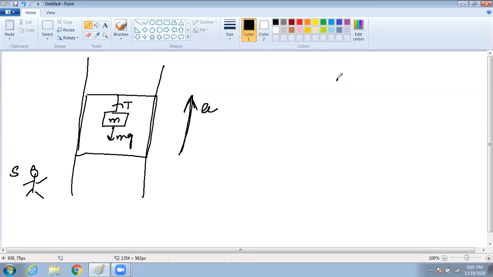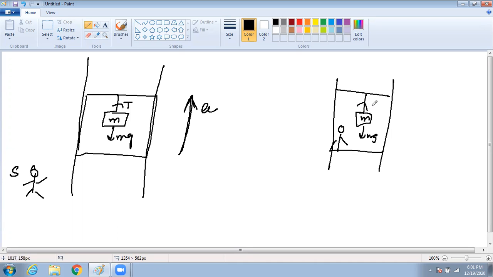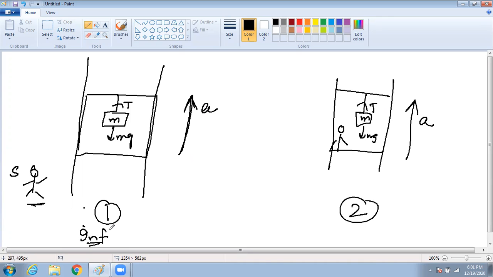Here you have Laksh, who is standing inside the lift and seeing the same mass. Obviously there will be mg and there will be tension, and again the lift is going at acceleration a. In both scenarios, scenario 1 and scenario 2, here the observer is at rest, which means it is an inertial frame. But here Laksh is standing inside the lift and the lift is moving. Both the lift and the mass are moving with the same acceleration, so it is a non-inertial frame.